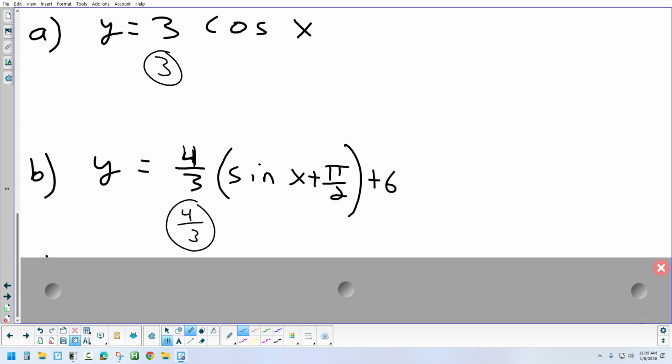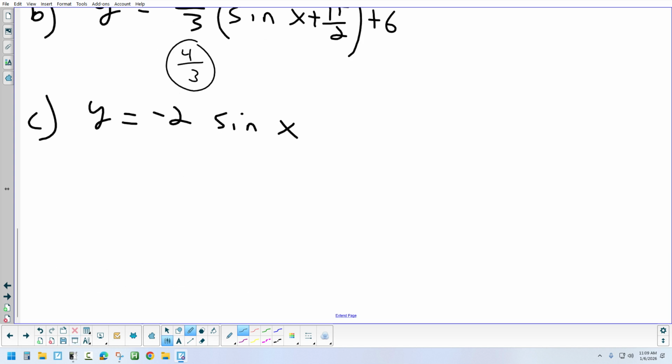And how about this one? y equals -2 sine x. What's going to be the amplitude of that one? Yeah, 2. I'm not saying the negative isn't going to do anything. The negative does do something, but it doesn't have an effect on the amplitude. What does the negative cause the graph to do?